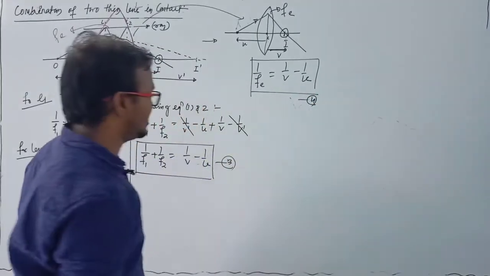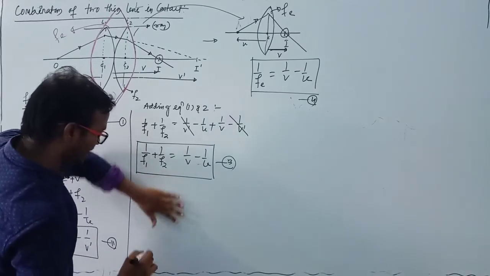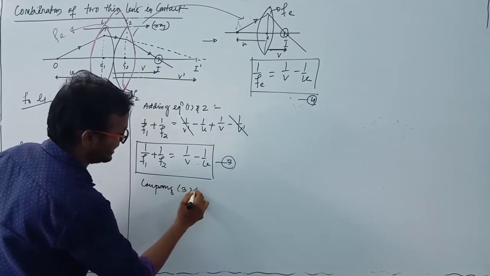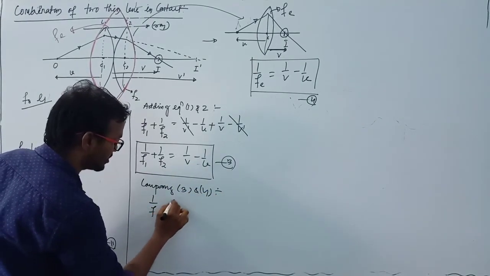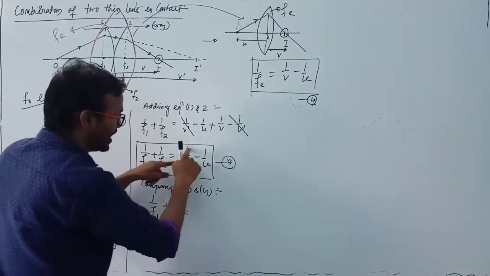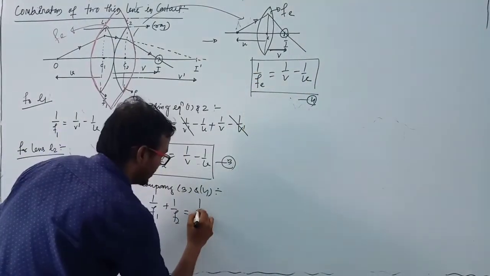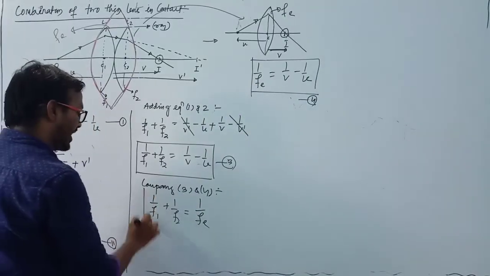If we compare equations 3 and 4, we can write 1 by f1 plus 1 by f2 equal to 1 by V minus 1 by U, and 1 by V minus 1 by U equal to 1 by fe. So 1 by fe, where fe means equivalent focal length.